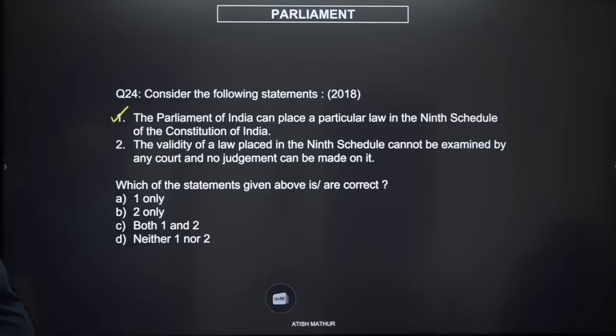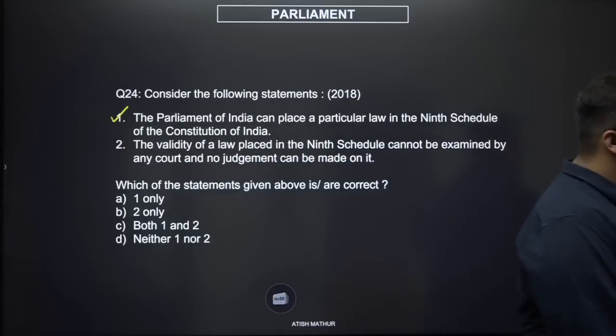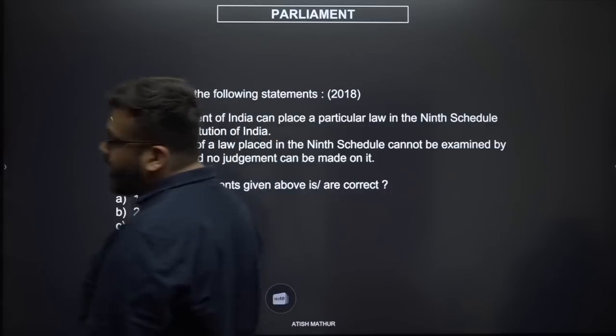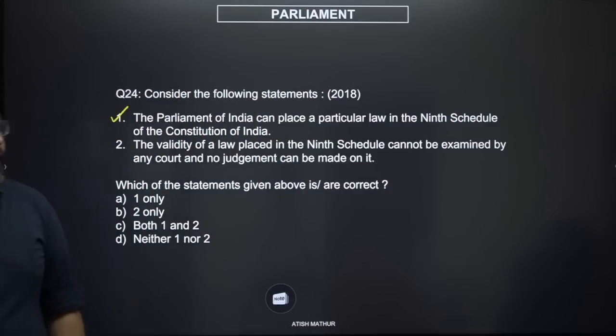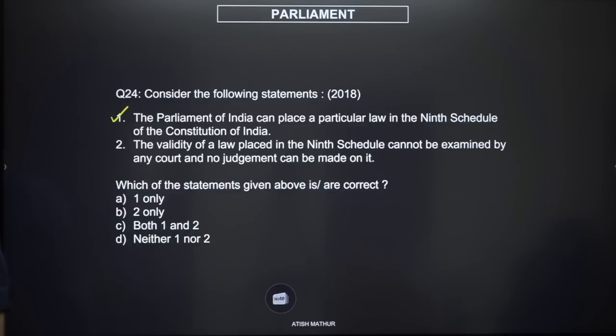The validity of a law placed in the 9th schedule cannot be examined by any court, and no judgment can be made on it. This was actually done through a very, very important Supreme Court judgment. This was done after Minerva Mills, where the judgment now very clearly says if there is a law in the 9th schedule and that law is violating, let us say, what is called basic structure, then in that scenario, that law can be challenged on the grounds of it violating basic structure, and that is perfectly okay.